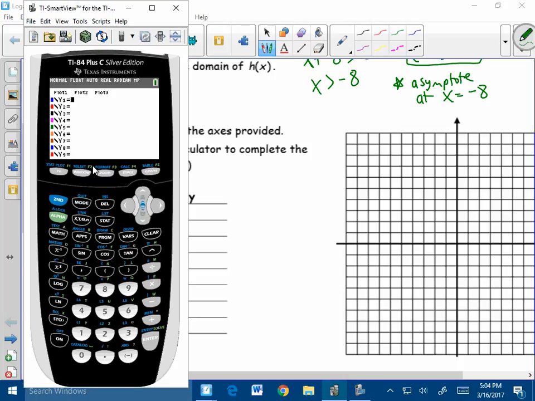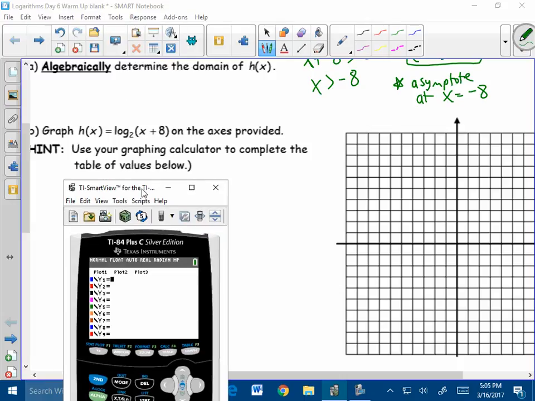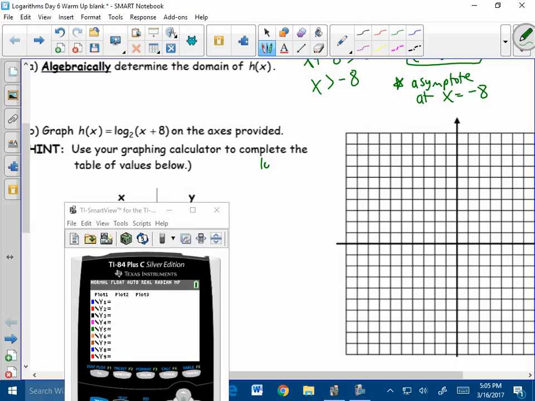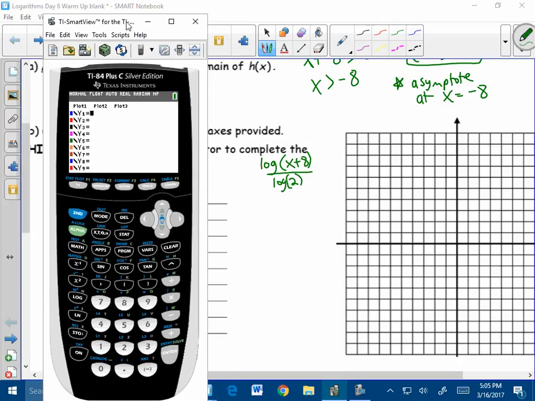If you have a newer calculator, we can use the log base trick, which is helpful. If you have the older calculator, you have to use the change of base rule and type log of x plus 8 divided by the log of 2. Most of you have the newer calculators, so that's good. I'm going to go over to math, go down and find log base. There it is, and it pops up nicely here. We can put in 2 for the base, and then over here I can do x plus 8.